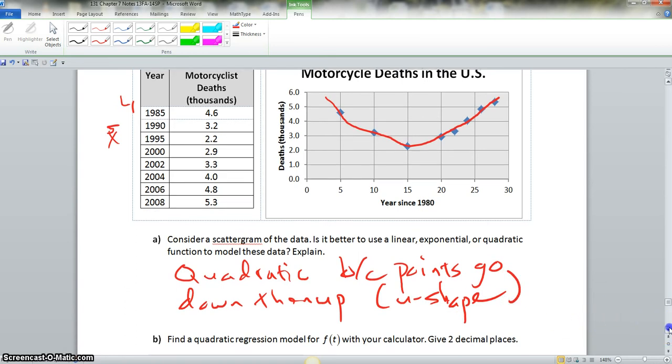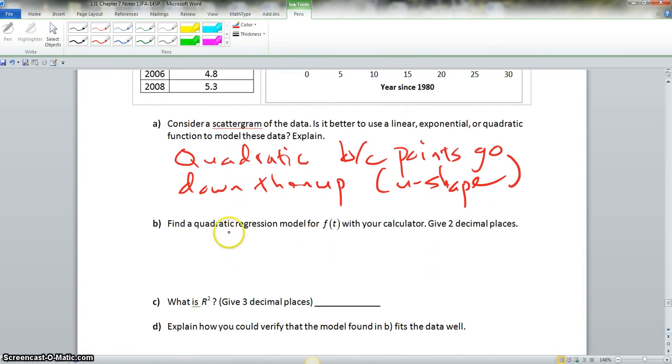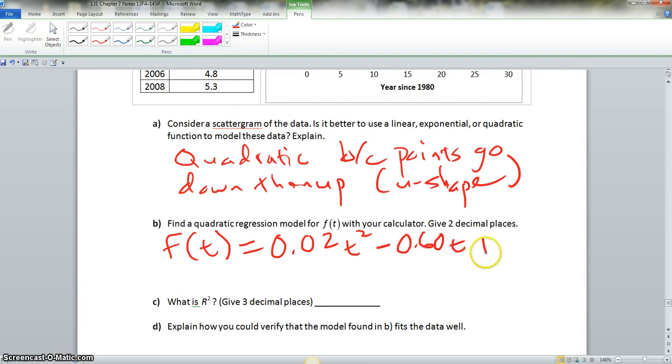Okay, now we go to B. It says, find a quadratic regression model for f of t with your calculator. Give 2 decimal places. So we put in our L1 and L2, and we do the quadratic regression model, which gives us f of t equals 0.02 t squared minus 0.60 t plus 7.14. Now it says what's r squared? Get 3 decimal places. We know our r squared is 0.976.